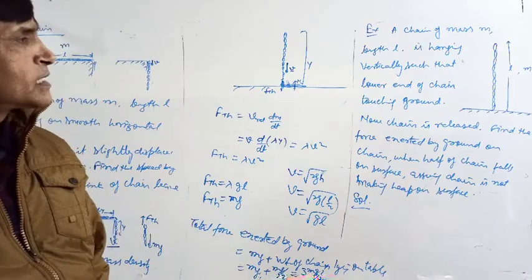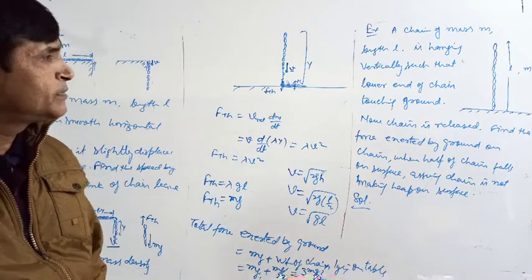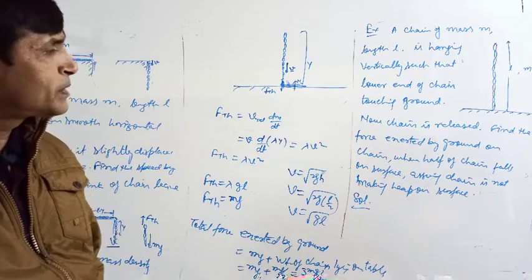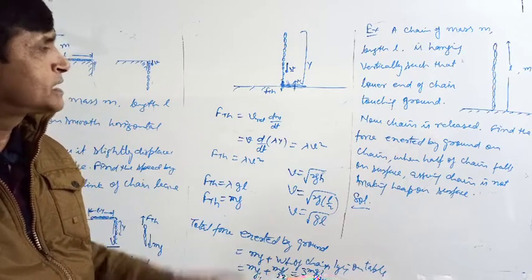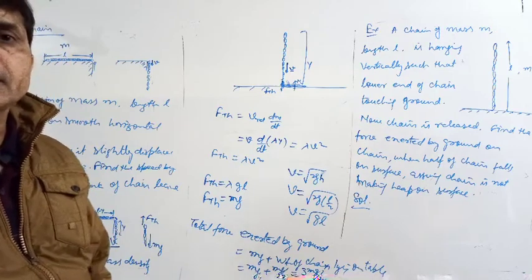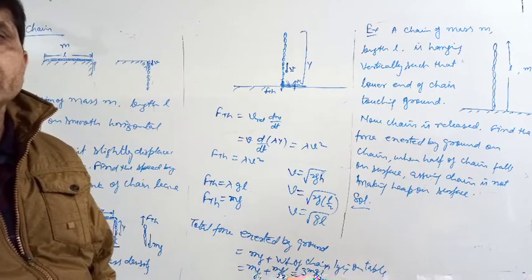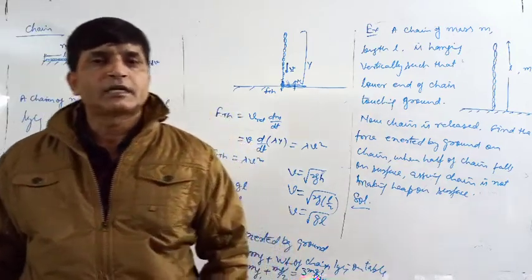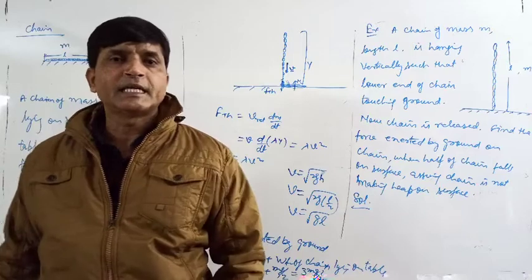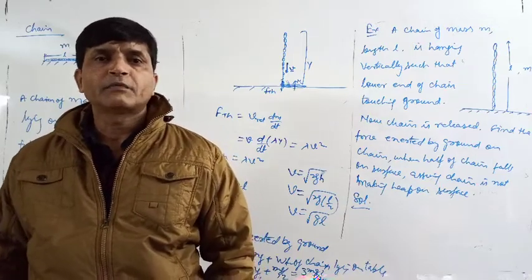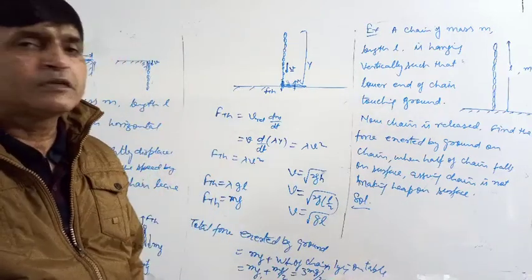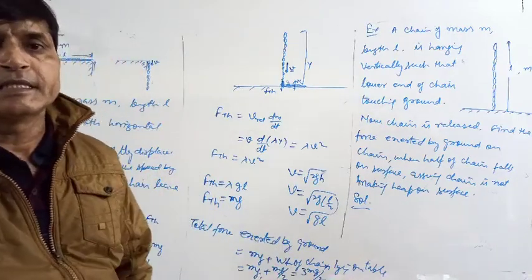Fine. So there are 3 different types of questions normally based on the variable mass system. One is rocket propulsion, another is the chain system, and the third question we discussed yesterday: suppose a lorry is moving and some sand is falling on the lorry, or some sand is leaking from the lorry, then how much is the thrust force and how will the velocity of the lorry change.